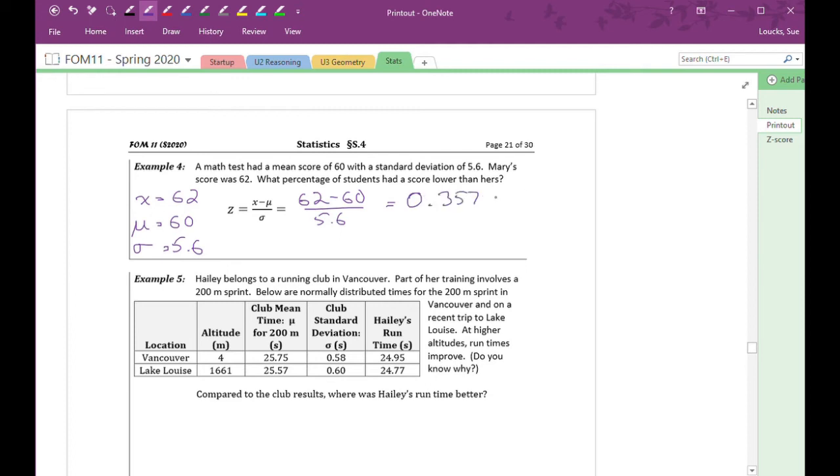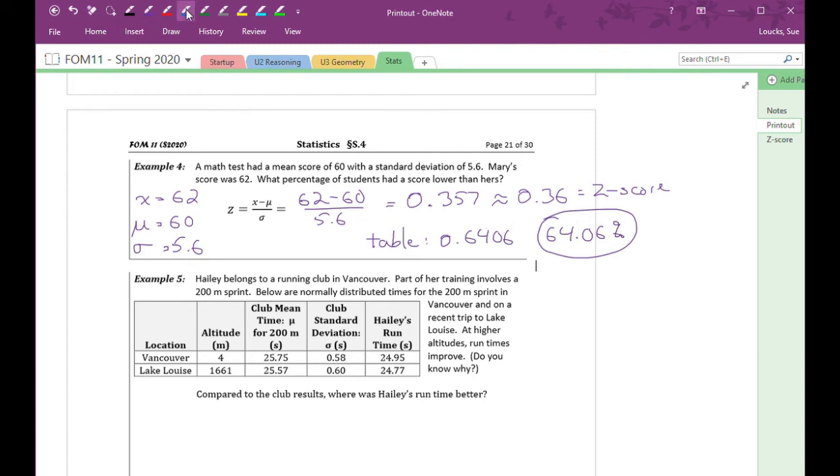0.357. We don't have a z-score table that goes to 3 decimal places, so we're going to round that to 0.36, and this equals the z-score. And we go to the table, and that gets us 0.6406. So our answer is 64.06% have scores lower than hers.